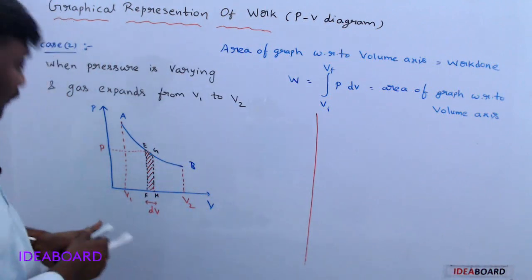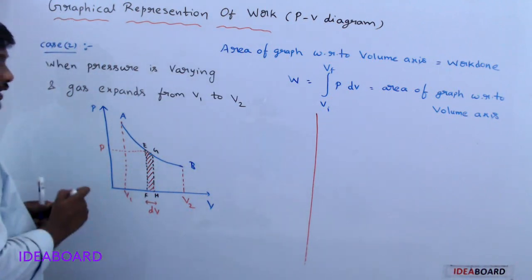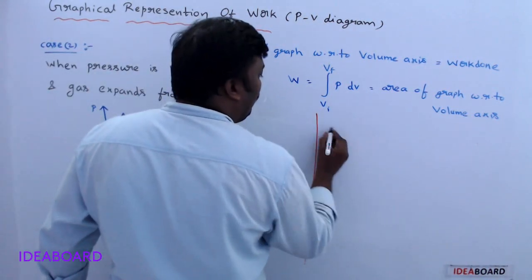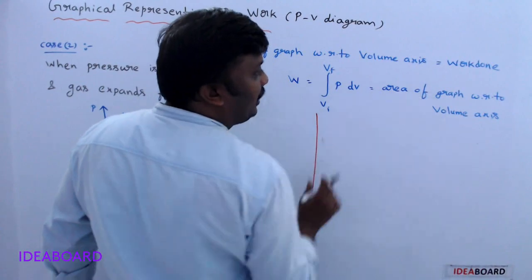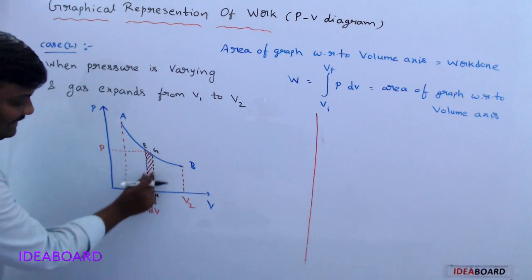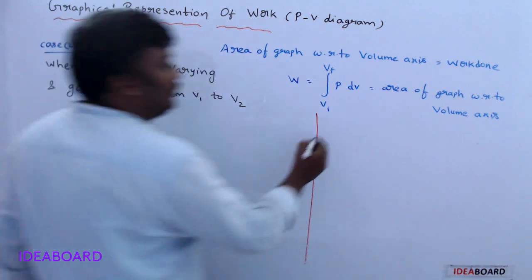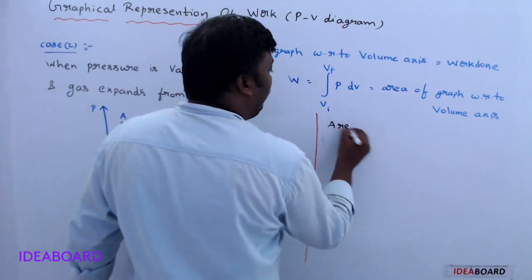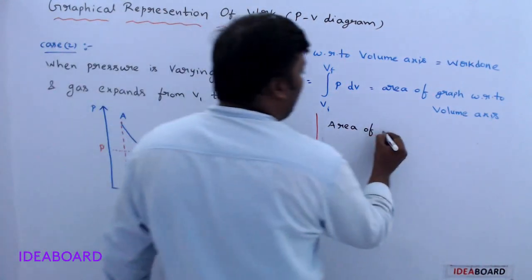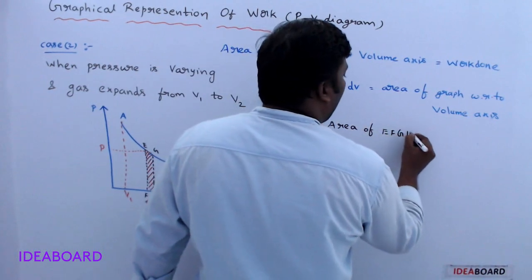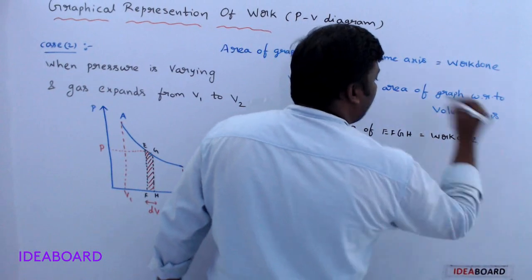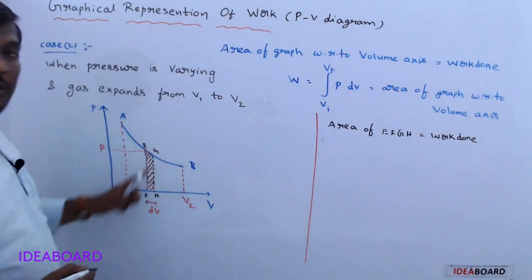Okay, so what is the formula for work done for this small portion? Work done is the area of the graph with respect to the volume axis. So you may find this area. The area of EFGH indicates work done. This is only applicable for a strip only.